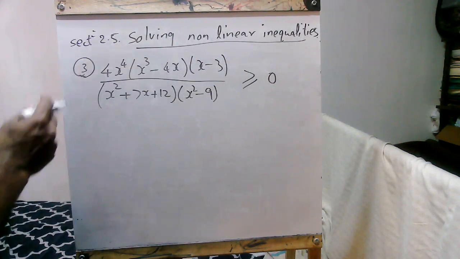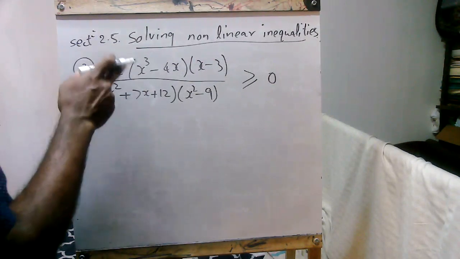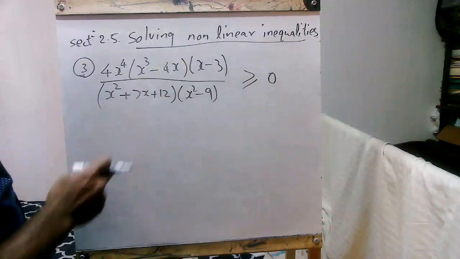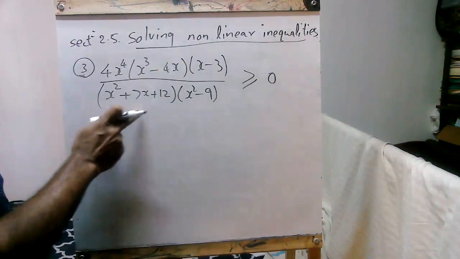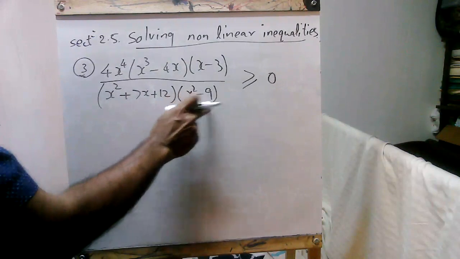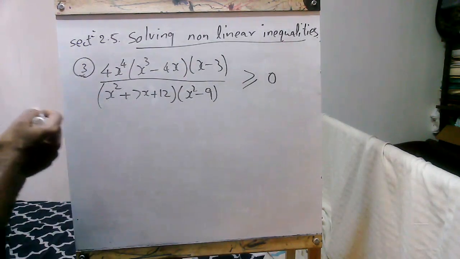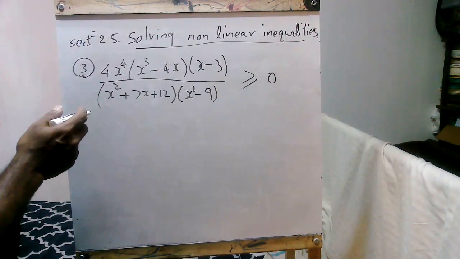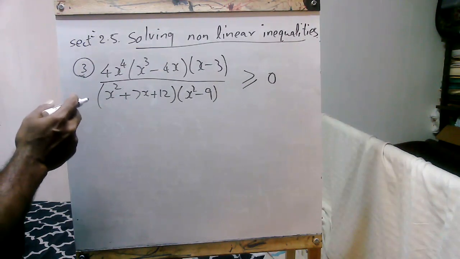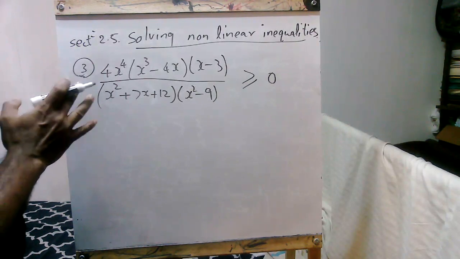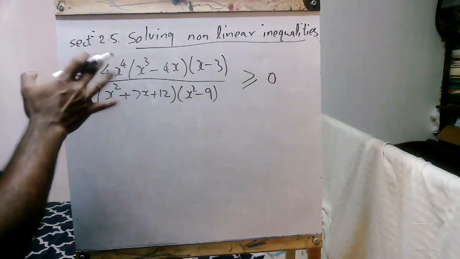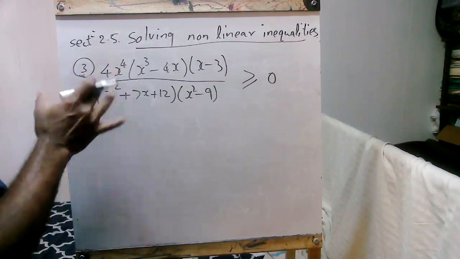This is the question. 4x cube minus 4x times x minus 3 divided by x square plus 7x plus 12 times x square minus 9 greater than or equal to 0. The first step you should do is factor. Factor everything, both numerator and denominator, whatever you can factor out.